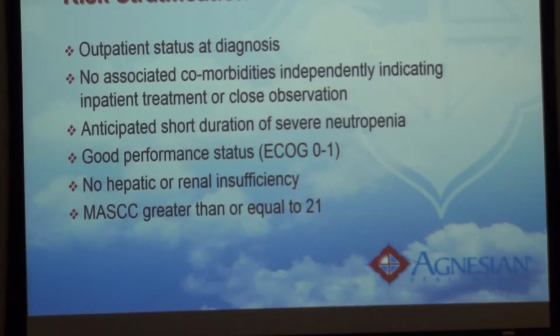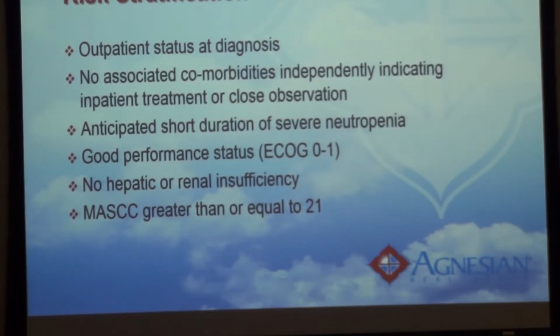Then we can risk stratify them into one of 2 groups, low and high. For our low risk group, you have to meet all of these criteria. You have to be outpatient at diagnosis. You can't have anything that's going to require you to be admitted independent of the neutropenic fever. You want to make sure that it's not a prolonged, profound neutropenia. You have a good performance status, so you're a low ECOG. You don't have any hepatic or renal insufficiency because we know that's going to increase morbidity and mortality based on previous risk factors discussed. And then a MASCC score greater than or equal to 21.